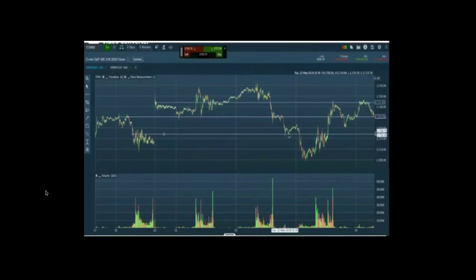So again, you want to keep in mind the levels. So just kind of pointing these out.